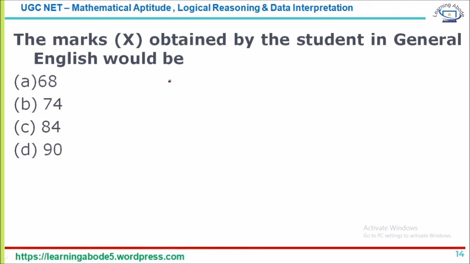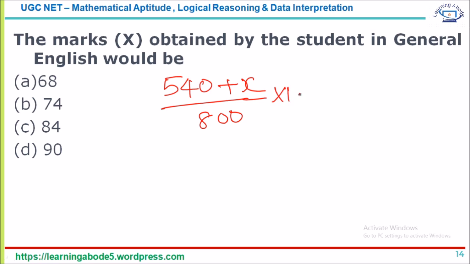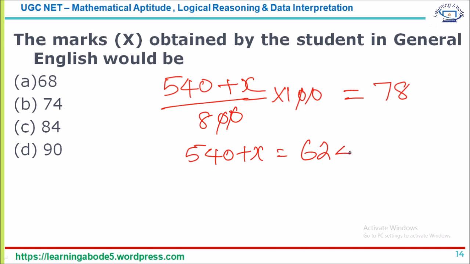So there are multiple ways of solving this. So 540 plus x divided by 800, times 100, is equal to 78%, or 78 you can say, right? Now, so 540 plus x is equal to 624. So x is equal to 84. So answer is option C, 84 for this question.